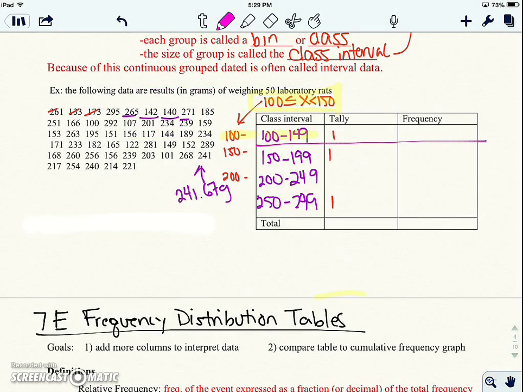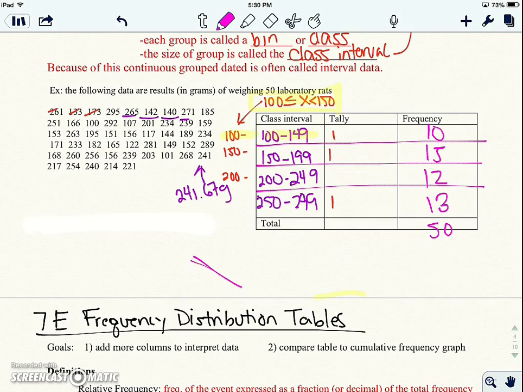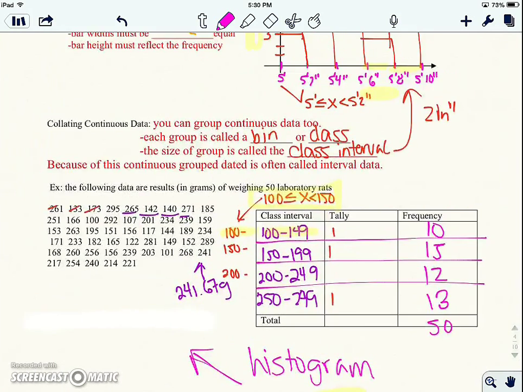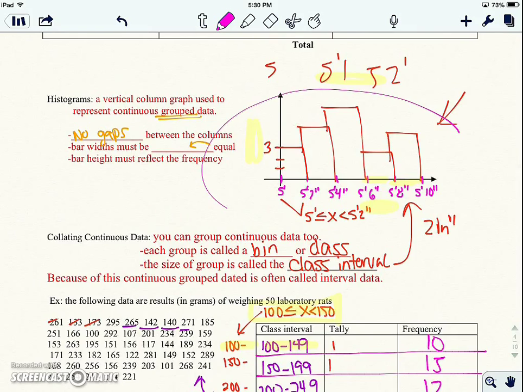So I'm going to skip tallying because I'm sure all of you could count. And we end up with 10 here, 15 here, 12, and 13 for a total of 50 rats. And right here, I would like you to make a histogram based off of my example right here and bring that to class.